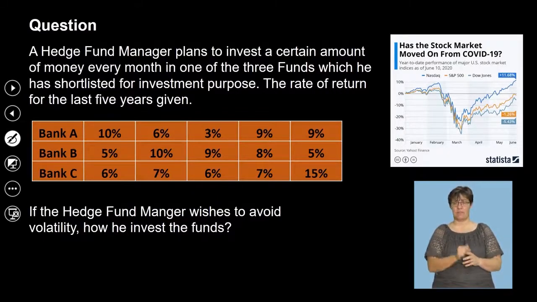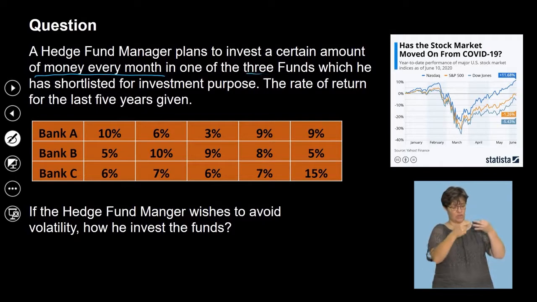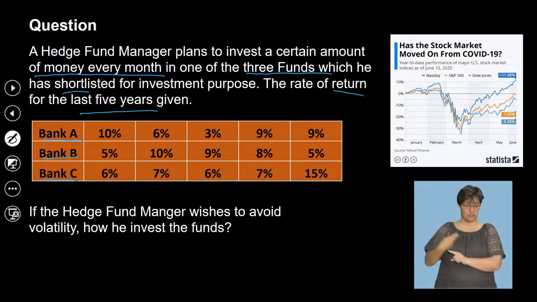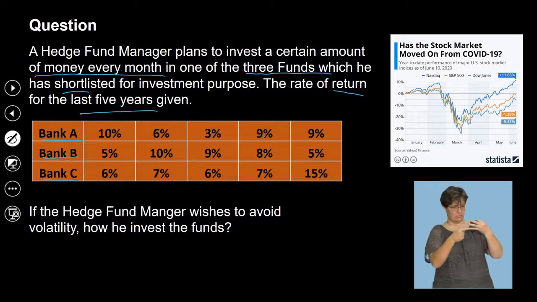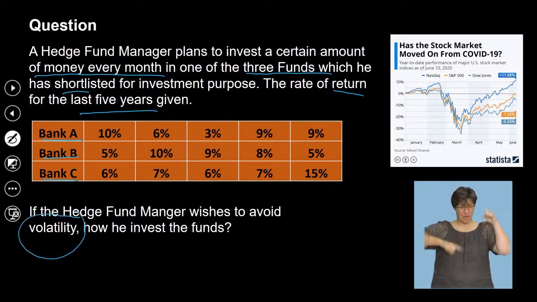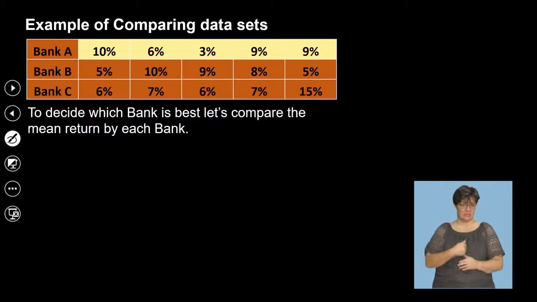So a hedge fund manager plans to invest a certain amount every month in one of the 3 funds, which they've shortlisted, which we agreed are A, B, and C. There are 3 banks. The rates of return for the last 5 years are given. Think of this as performance for the last 5 years. And he wishes to avoid volatility, which is risk. Let's look at Bank A.